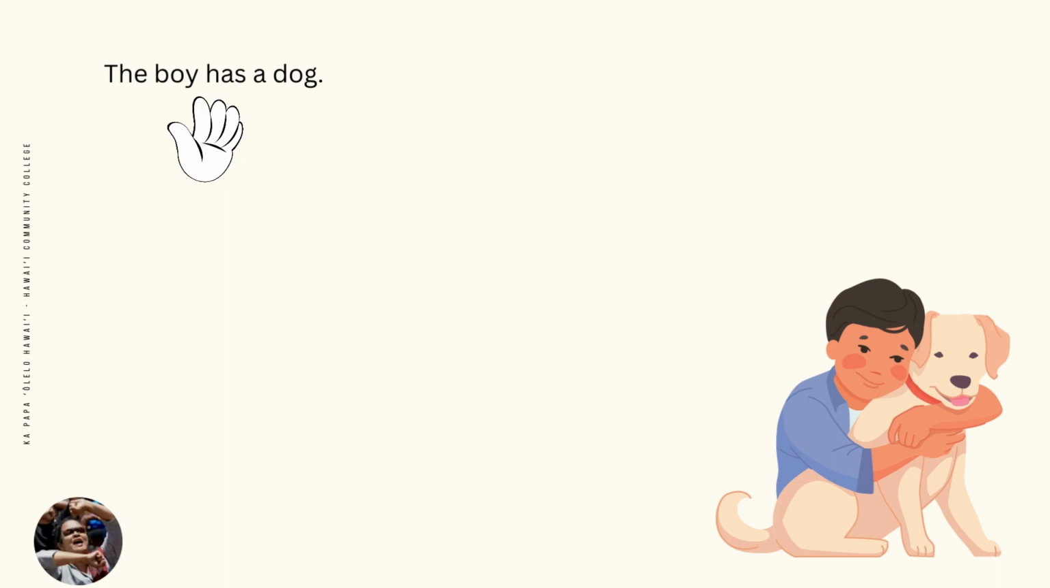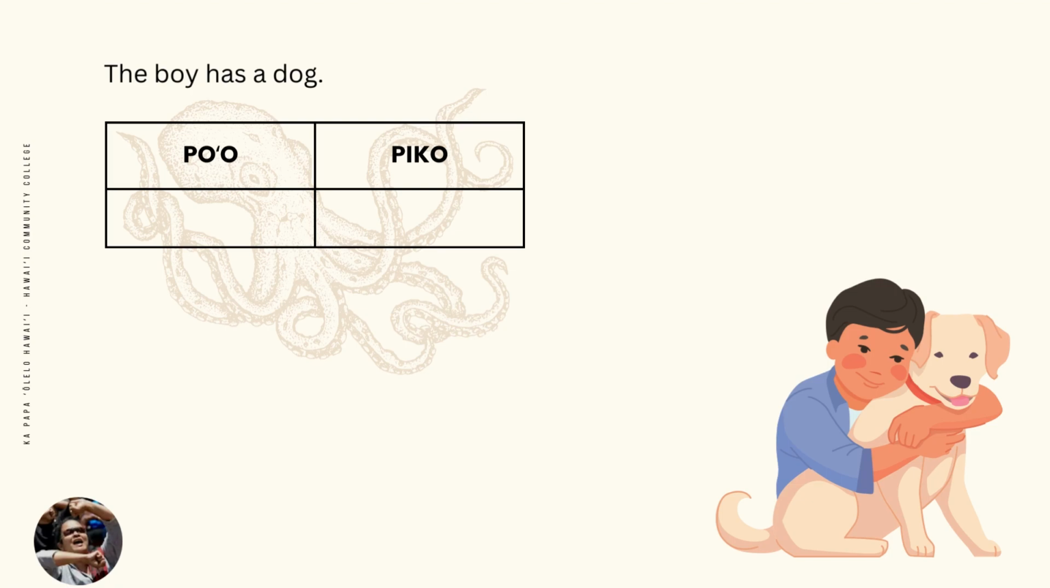The boy has a dog. As you know, he translates as a or an. This is a Pepeke Nonoʻa he sentence because of the ownership of a thing or an object. Keeping our octopus metaphor in mind, remember that the poʻo begins every sentence. For Pepeke Nonoʻa, the poʻo is the item owned. In this sentence, the item owned is a dog. He ilio.